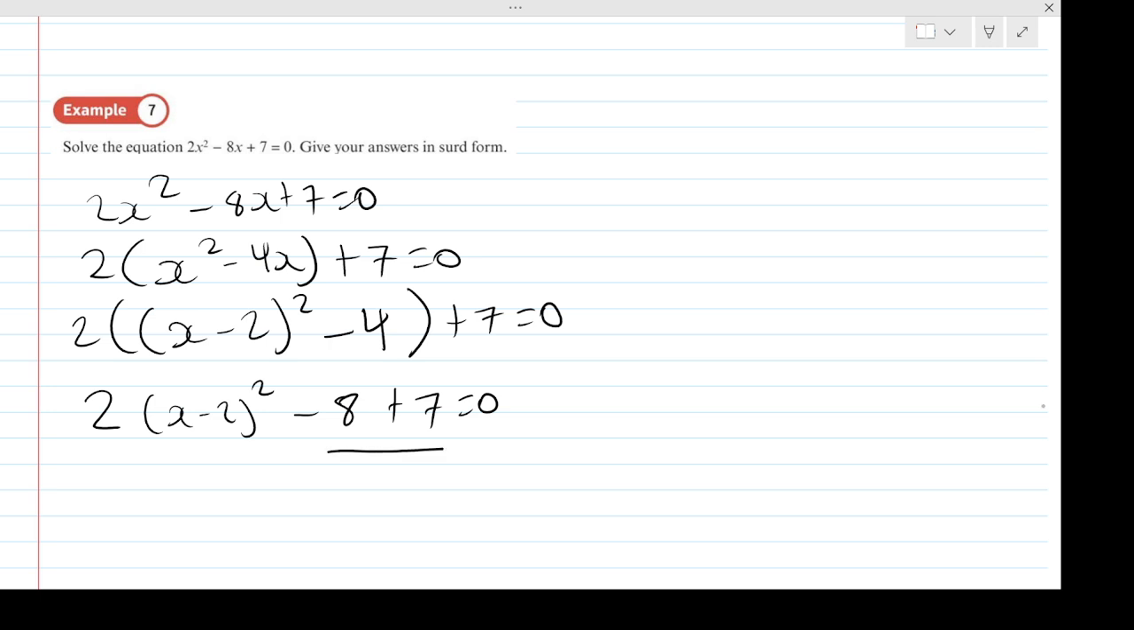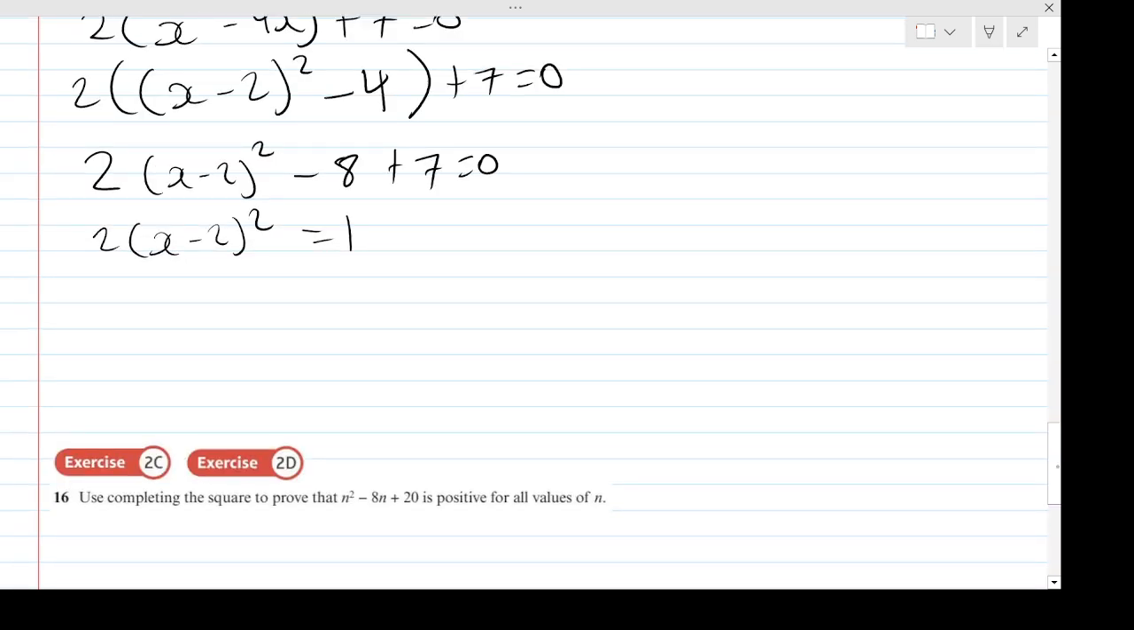Then if I simplify, I can add the numbers together. Then I'm going to have 2 lots of x minus 2 all squared. Well, minus 8 plus 7 is minus 1. But if that equals 0, then simply 2 lots of x minus 2 squared is going to equal 1 if we add 1 to both sides afterwards. And yeah, now we can solve for x.